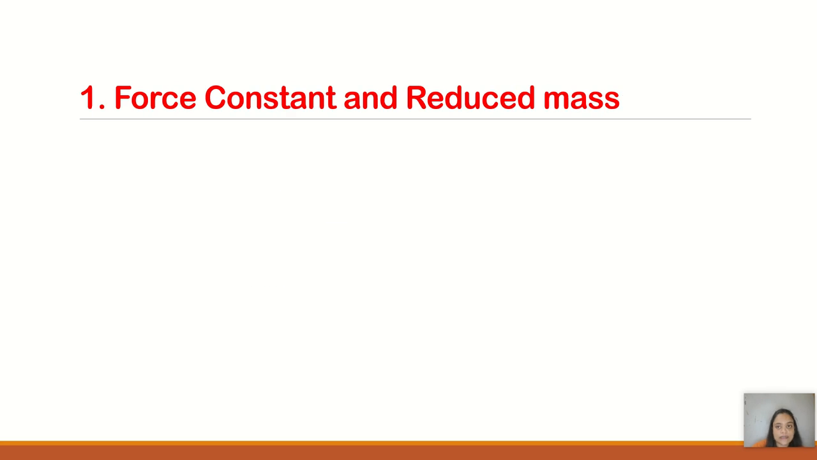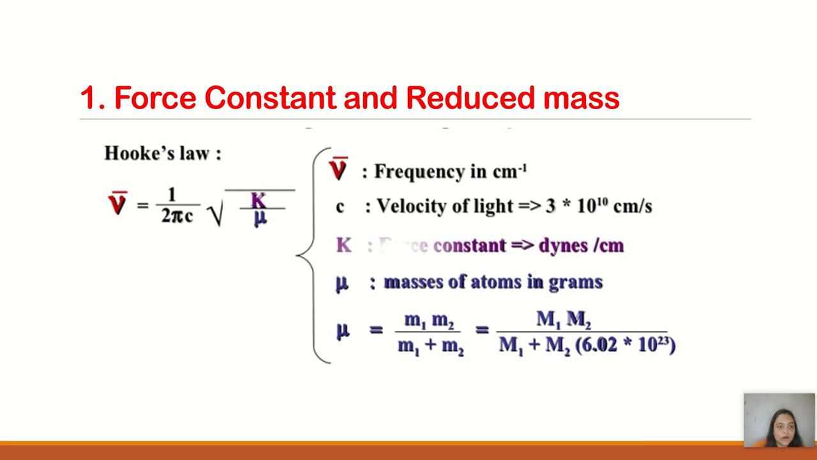First, force constant and reduced mass. How do the force constant and reduced mass affect the IR frequency? We can understand this by taking one equation, Hooke's law. According to Hooke's law, the wave number, or frequency, is directly proportional to root K, where K is the force constant. Or we can say, the higher the force constant, the stronger the bond. A triple bond has a higher force constant compared to a carbon-carbon single bond. And the wave number is inversely proportional to root mu, where mu is the reduced mass.